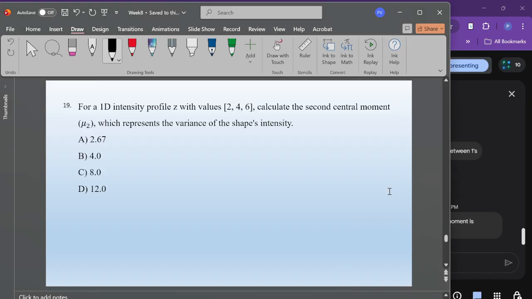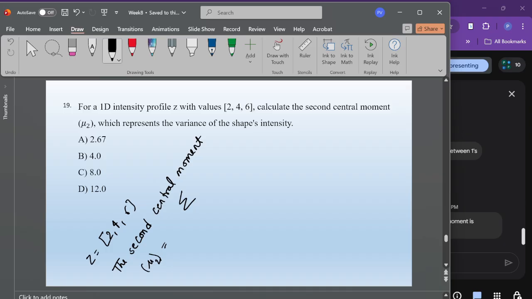Okay, so let's solve this question. For the 1D intensity profile, Z is given as 2, 4, 6. First we need to find the second central moment. How can we calculate it? The second central moment mu2 formula is the summation of Zi minus mu whole square, divided by n.